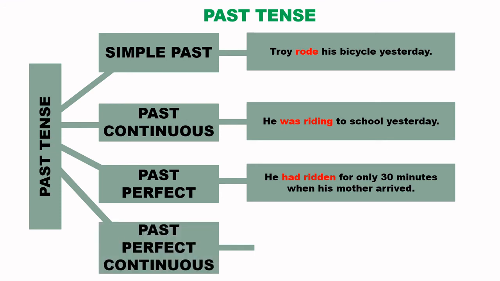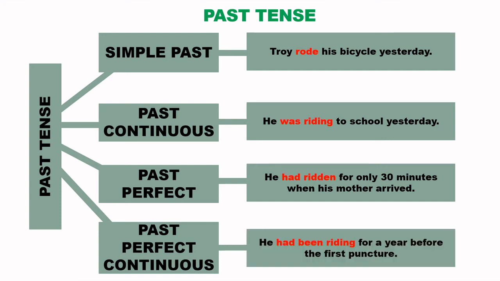Then, past perfect continuous describes a continuous action that is unbroken and happened up to a specified time in the past. For example, he had been riding for a year before the first puncture.